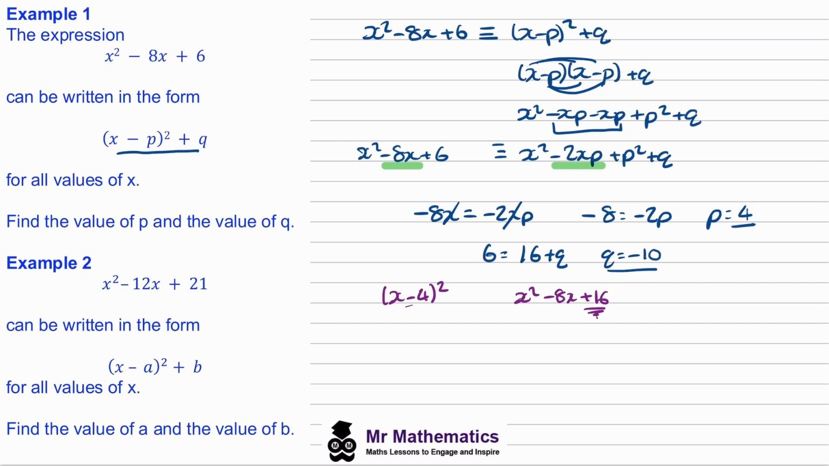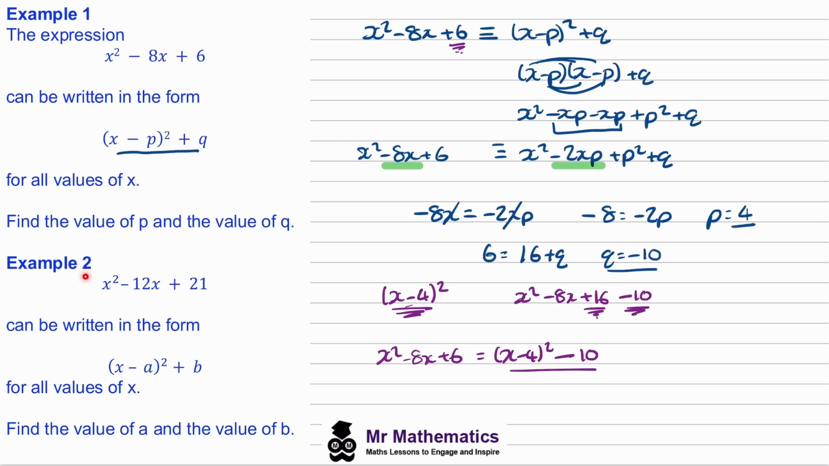But we don't want this positive 16. What we want is a positive 6. So we have to take away 10 from it. So again, you can see x squared minus 8x plus 6 will equal (x minus 4) squared, which is this bit here, minus this 10. So it depends on you whether you want to make the right-hand side look like the left-hand side by equating the x term and the constants, or if you want to use completing the square to make this side look like the right-hand side.